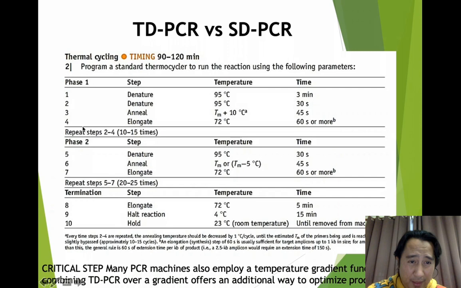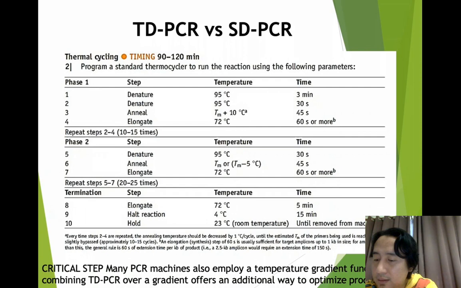But bear in mind, every time, steps 2 to 5 are repeated. So 2 to 5 are repeated for 10 to 15 times. The annealing temperature should be decreased by 1 degree per cycle, until the estimated TM of the primer being used is reached or slightly bypassed, approximately 10 to 5 cycles. Means that, for example, let me calculate. So for example, you have 50 plus 10 is equal to 60, 10 cycles. Can you do 50 back?